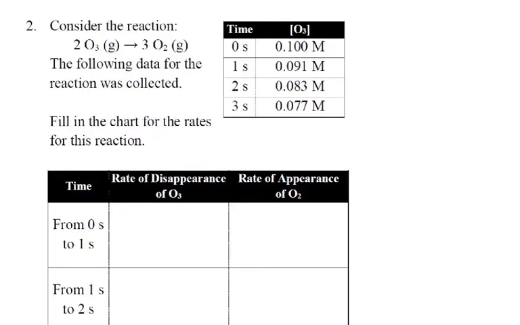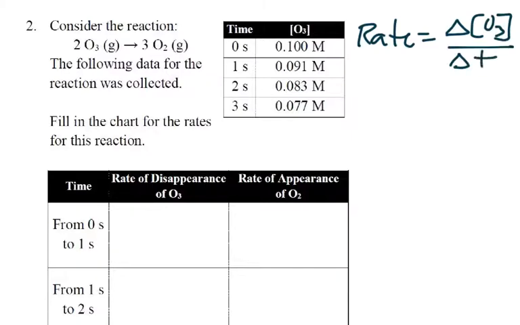Next problem. Consider this reaction. The following data are recorded for the reactions collected. Okay, so fill in the chart. So we want the rate of disappearance of O3. Well, rate, we know, is defined as the change in concentration, in this case of O3, over the change in time. Change in concentration over the change in time.